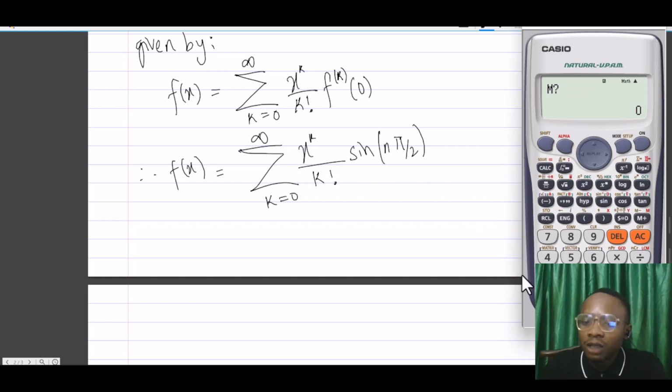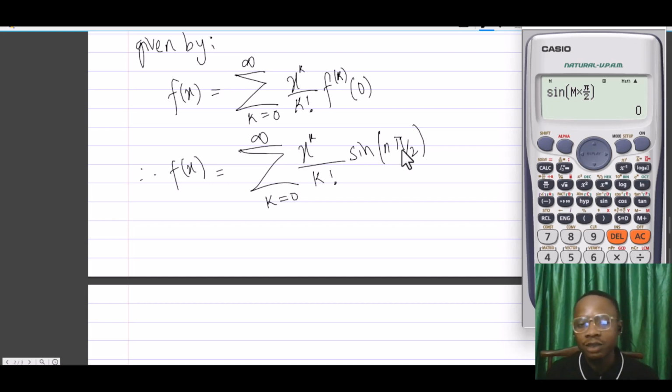When k is equal to 1, this will be 1. When k is equal to 2, we're going to have zero again. When k is equal to 3, we have minus 1. When k is equal to 4, this will give us 0. Can you see now? That is telling us that whenever our k is even, it is going to be 0. We've talked about this before.